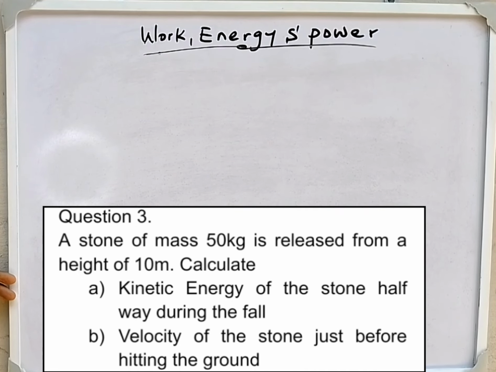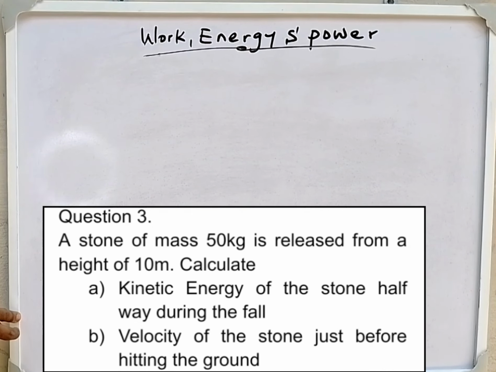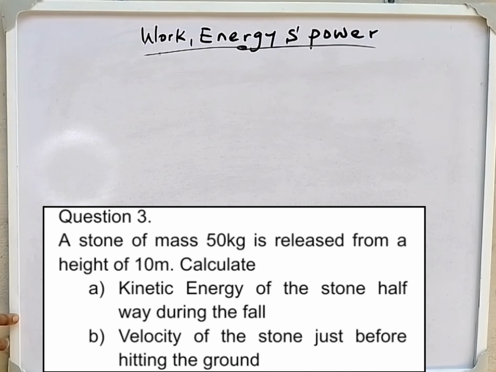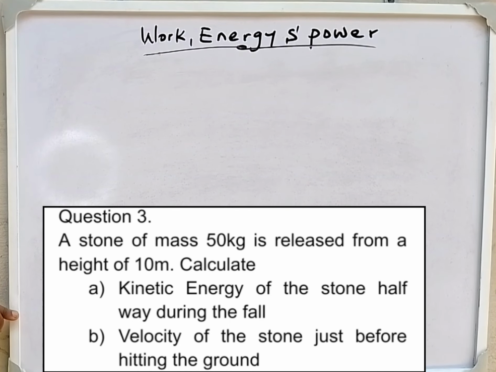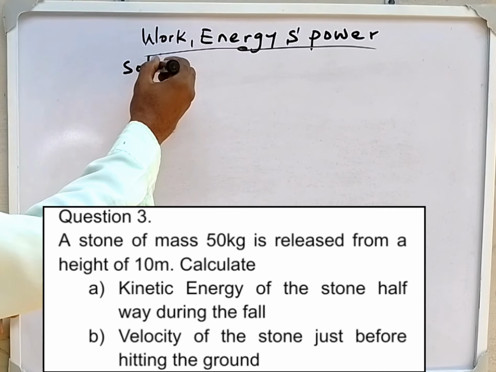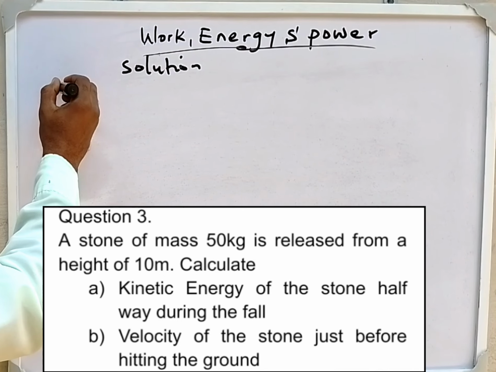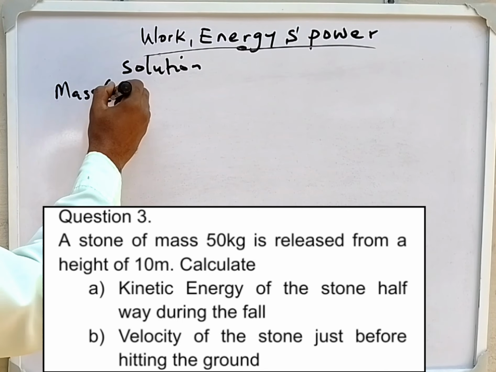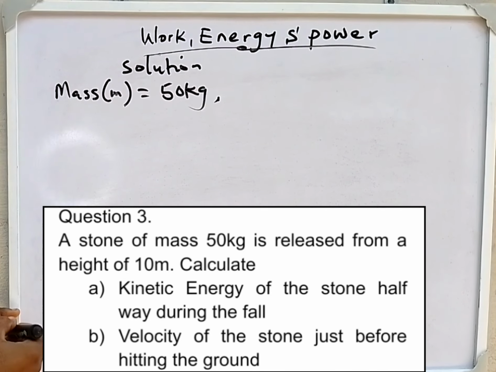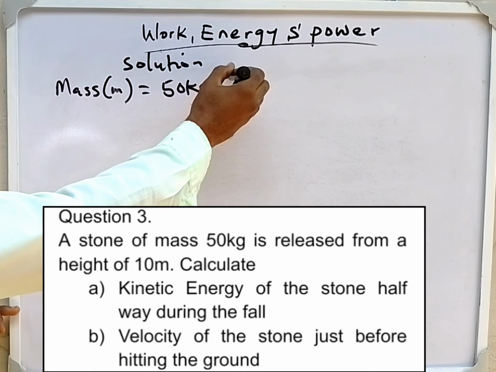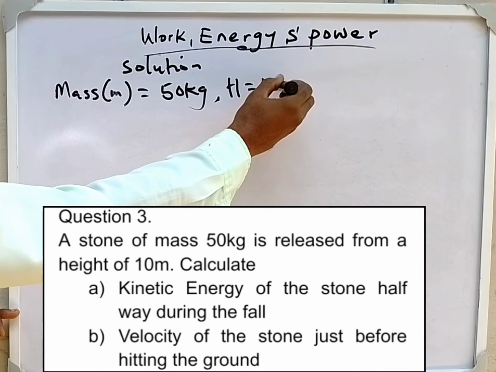So, for us to answer the question, we'll write out the parameters. Write out the given parameters in this question. Solution. Mass of the stone is equal to 50 kg. Then the stone is released from a height of 10 meters.